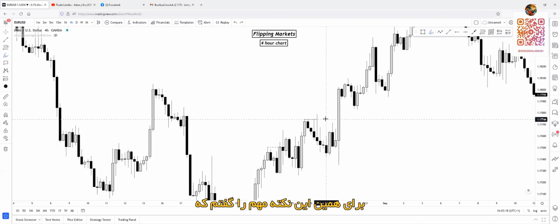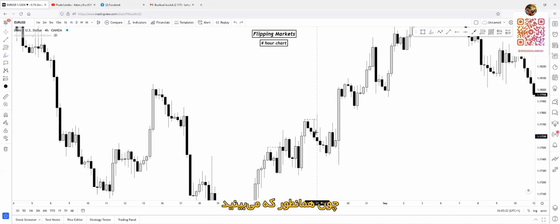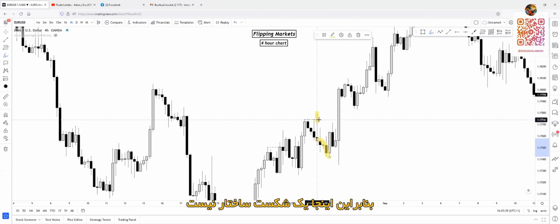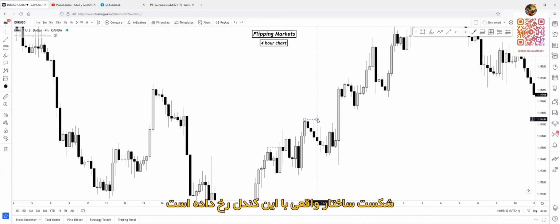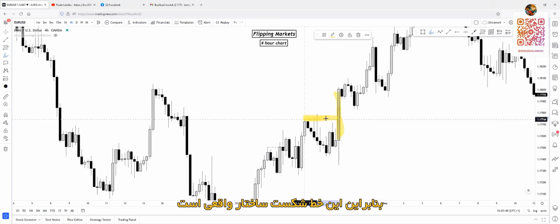That's why I said it's so important to memorize that it has to close above with the body, because as you can see, it wicked above, but after the wick above, it reached deeper areas. So it wasn't a breakout structure. The real breakout structure came into the market with this candle, because this candle closed above the last high with a body. So this is our real breakout structure line.